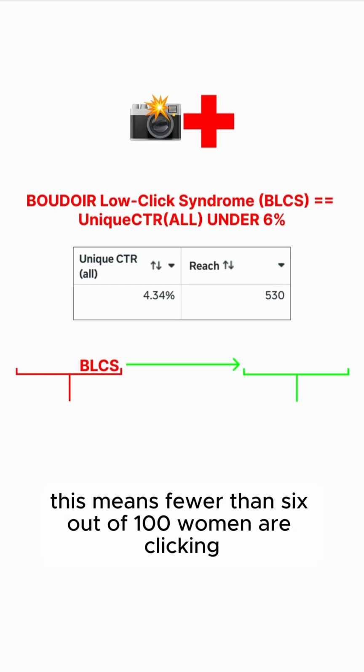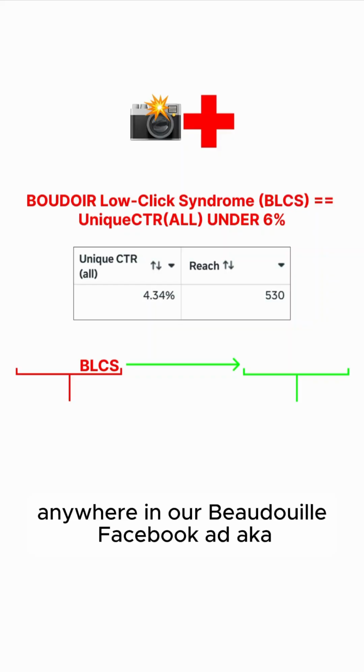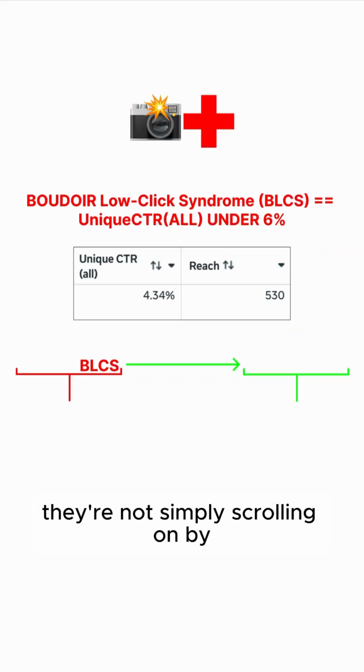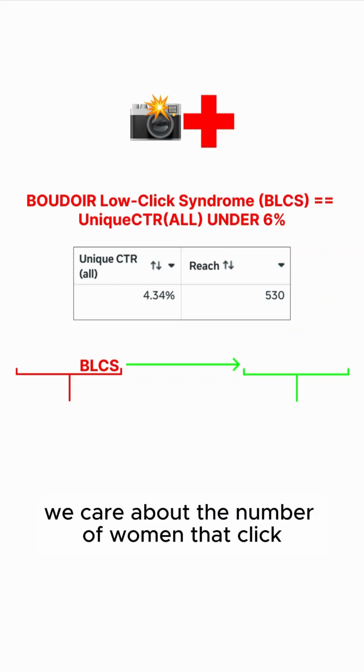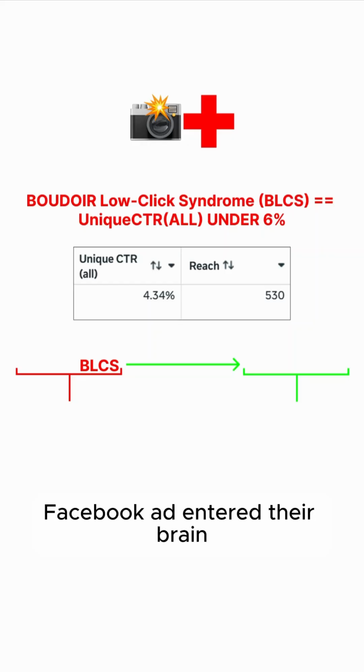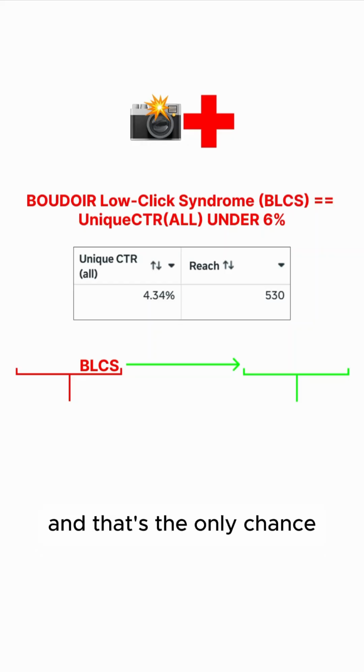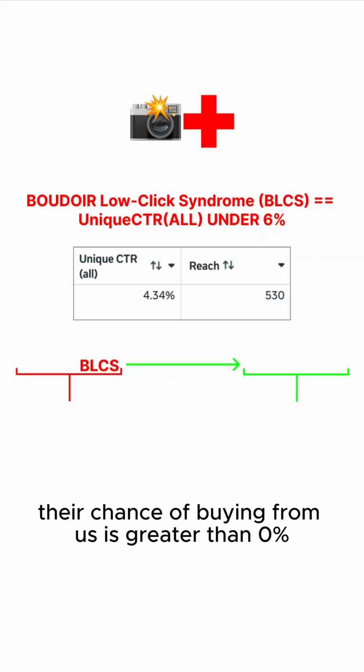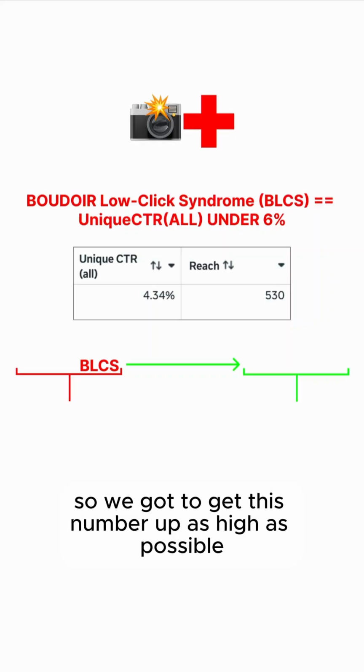This means fewer than 6 out of 100 women are clicking anywhere in our Boudoir Facebook ad, aka they're simply scrolling on by. We care about the number of women that click anywhere on our ad because then we know our Boudoir Facebook ad entered their brain, and that's the only time their chance of buying from us is greater than 0%. So we got to get this number up as high as possible.